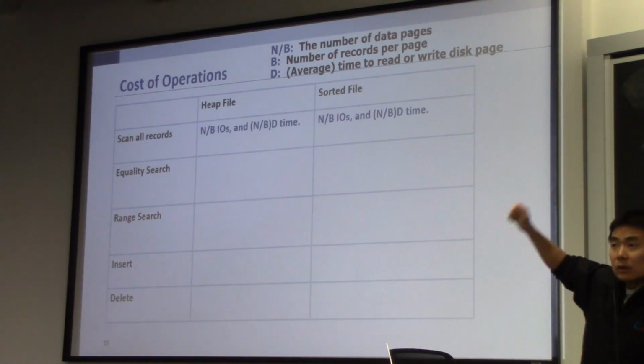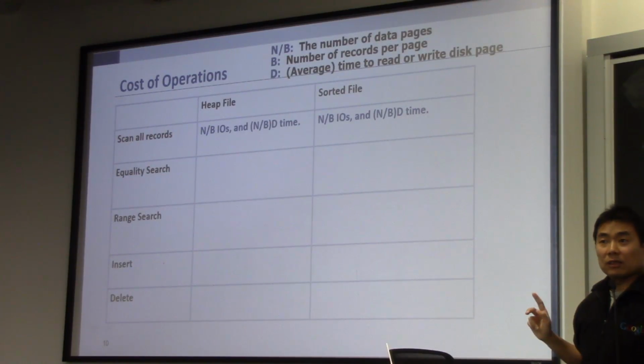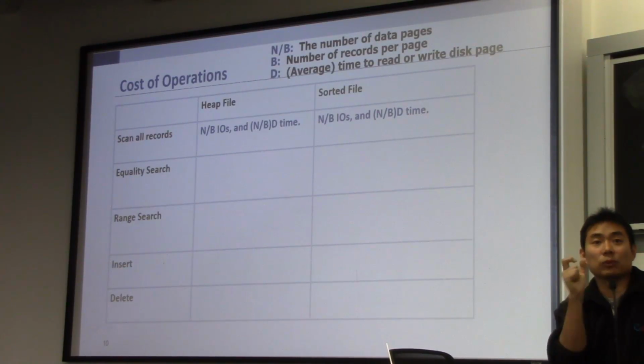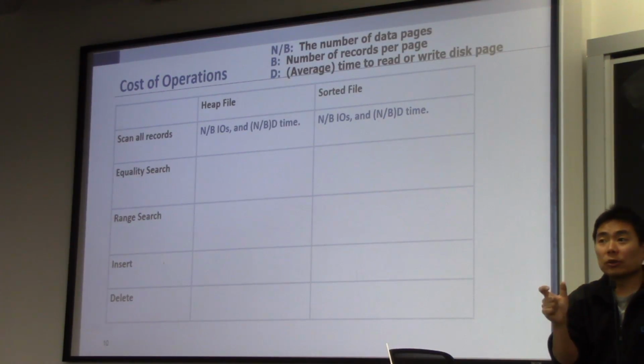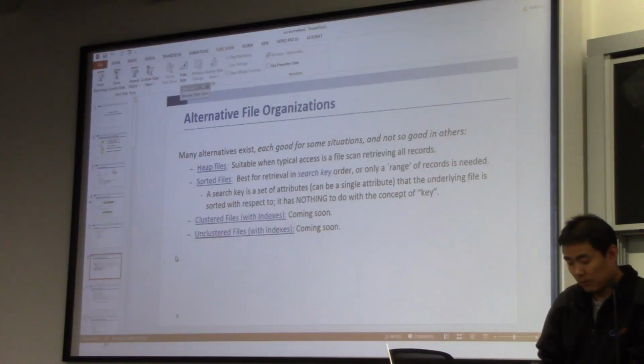For equality search, to do an equality search over a heap file, what's the cost? Can someone tell me? How do you find a record with a particular value, essentially? How do you find, for example, rating equal to 5, going back to this?